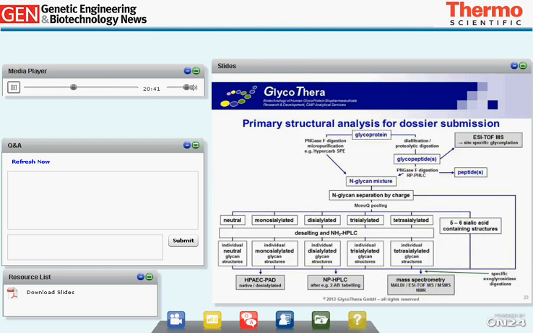This scheme shows the workflow for primary structural analysis of N-glycans for dossier submission. With the scheme, I want to demonstrate the extent of sample preparation and analysis that needs to be performed for such a primary structural analysis, which is very time and cost-consuming and not suitable for daily routine analysis of N-glycan structures.